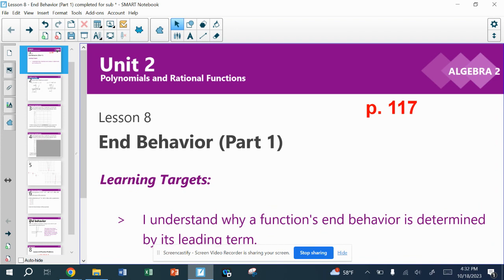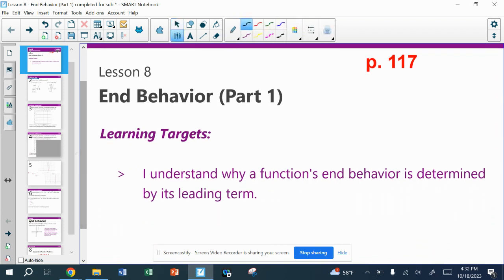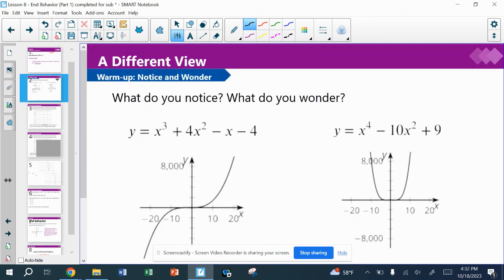But today, the new topic that we're going to be talking about is called end behavior. It's about what the graphs are going to look like when we're taking a look at these different kinds of functions. And it's really going to be focusing on our leading term. That's the main thing that we're going to be noticing.